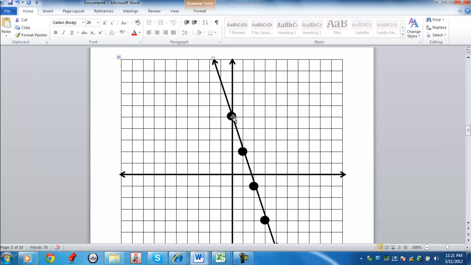Here's the y-intercept at 5. The line is going down 1, 2, 3 over 1. Down 1, 2, 3 over 1. It has a negative slope. The line is going down. When you're going from the left to the right, the line is going down, going in a downward motion. Okay, so this is an example of a negative slope.